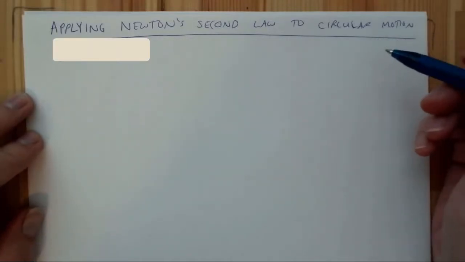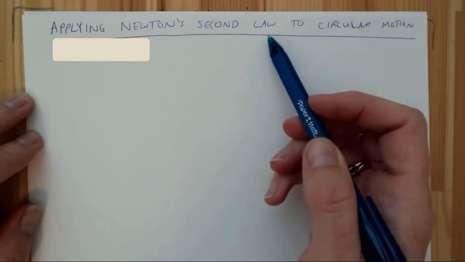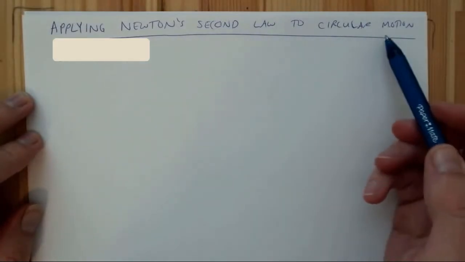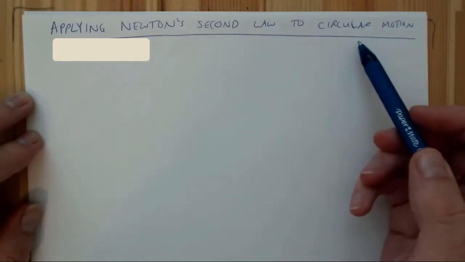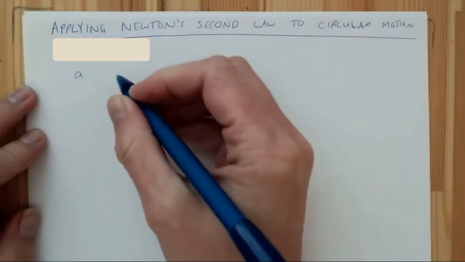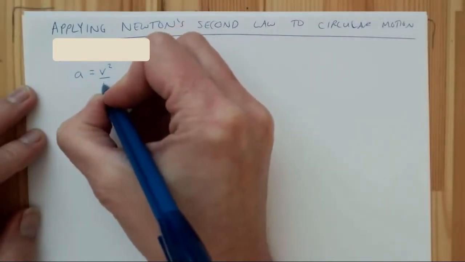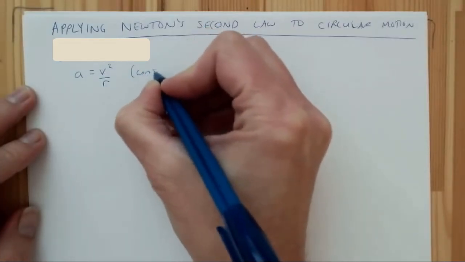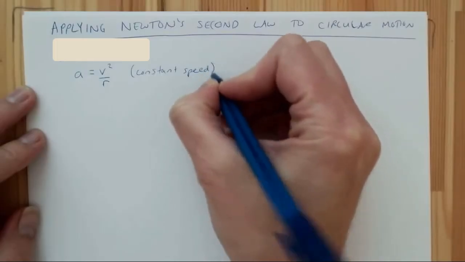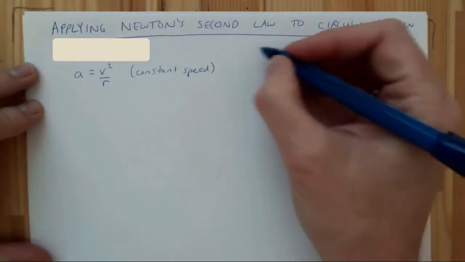We're going to talk about how to apply Newton's second law, the sum of forces is equal to the mass times the acceleration, when the acceleration is that of circular motion, specifically the centripetal acceleration, v squared over r. So say that the acceleration is equal to v squared over r. We'll look at the case of constant speed, circular motion, to keep the problems somewhat straightforward.